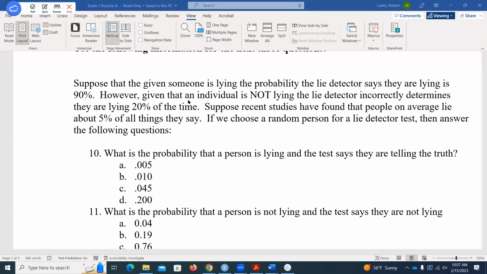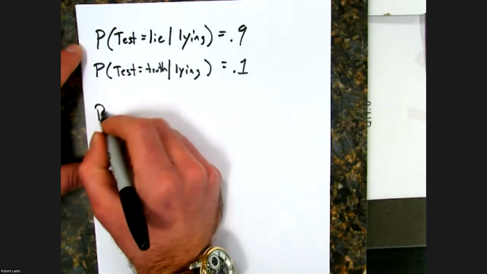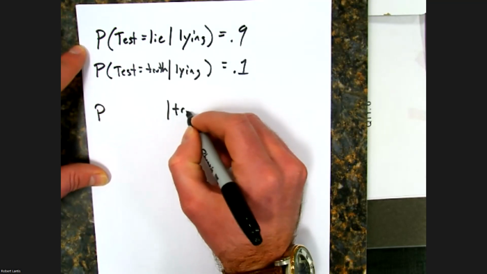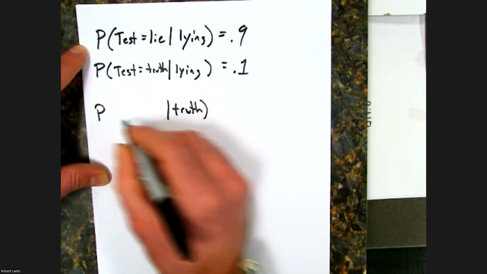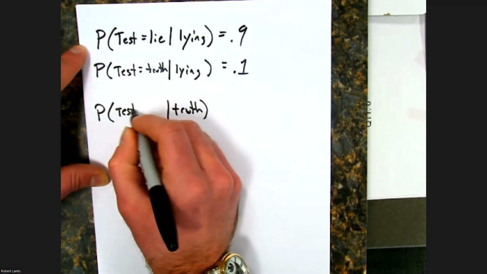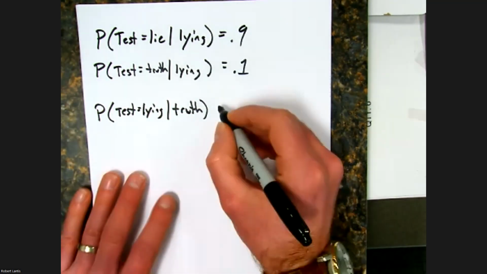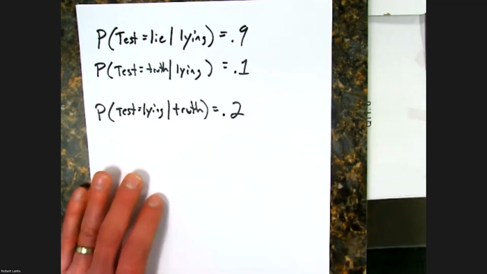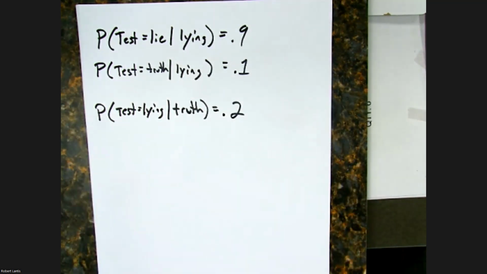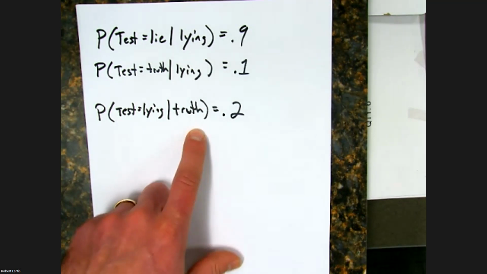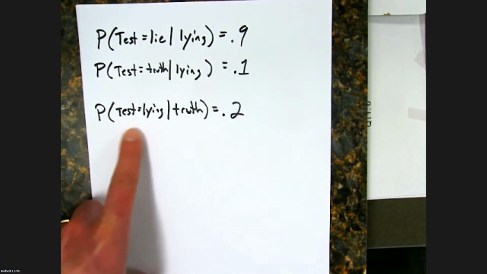The next thing says, given that the individual is not lying or telling the truth, the lie detector incorrectly determines they are lying 20% of the time. So here we've now been told, given that someone is telling the truth, or not lying, the test comes back and says that they're lying 20% of the time. Or we're getting false positives about 20% of the time. People who were actually telling the truth, but the test says that they were lying.